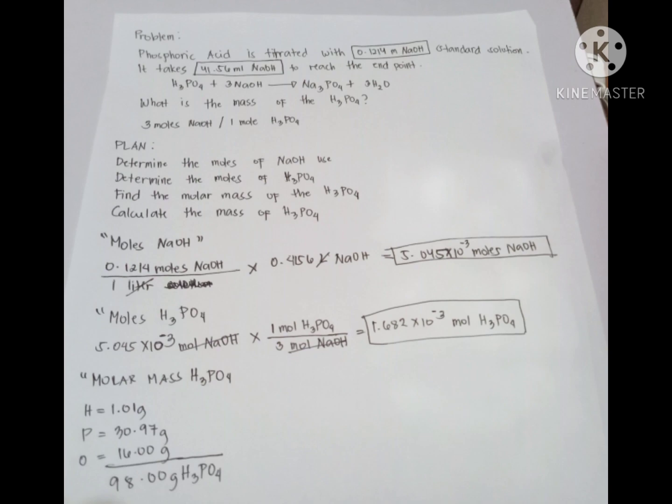Next step is to get the molar mass. Let's get the molar mass of phosphoric acid. The molar mass of hydrogen is 1.01 grams per mole. The molar mass of phosphorus is about 30.97 grams per mole. And also the molar mass of oxygen is 16.00 grams per mole. Now, let's calculate the molar mass of phosphoric acid. And the result is 98.00 grams per mole of phosphoric acid.